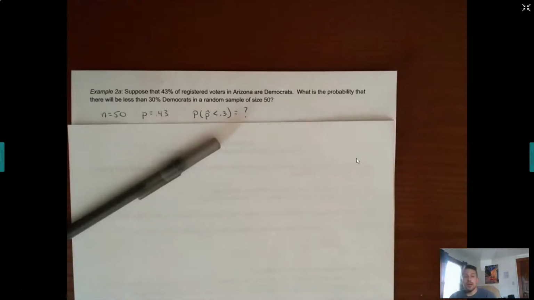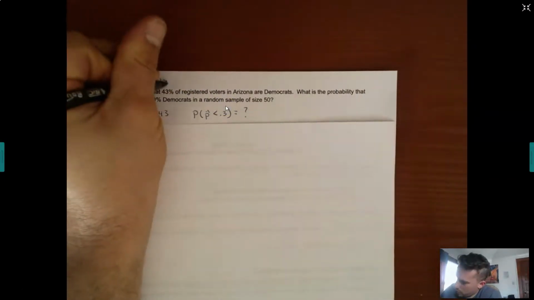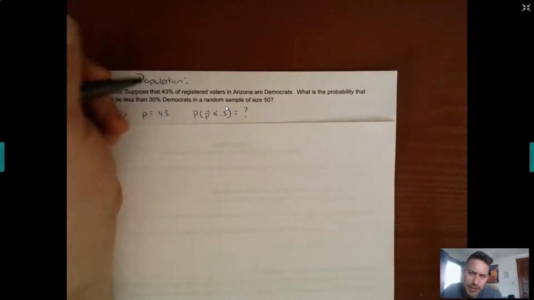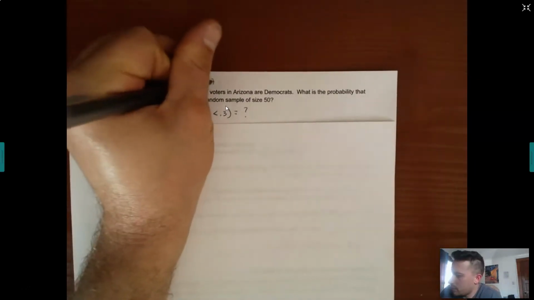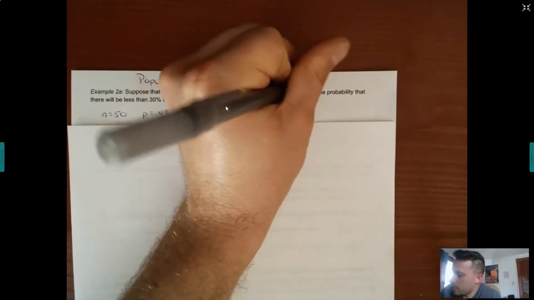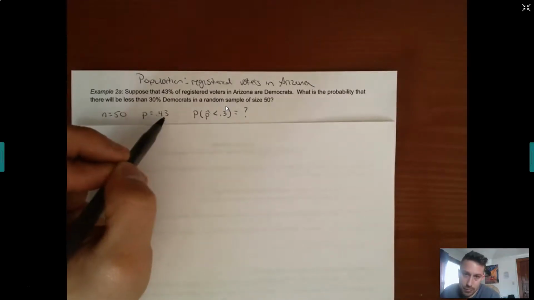Alright, so n equals 50, right? Lowercase n because it's a sample, not uppercase. P, which is the population proportion, is 43%, so 0.43. It's always good to know what the population is, otherwise P and P hat might not make sense. The population is registered voters in Arizona. So the percent that are Democrats is what P represents, 0.43.